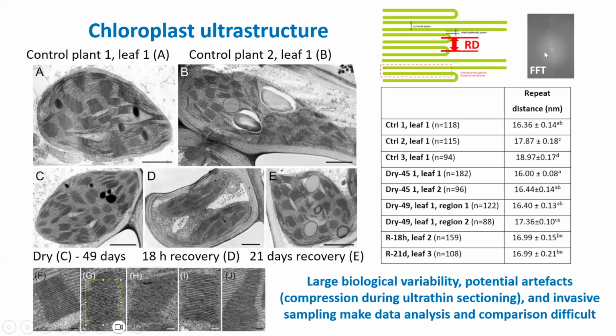The fast Fourier transformation data provide you a kind of grid value, or a kind of distance, the repeat distance value in a granum. So it looks like chemical fixation has several limitations, and also because you cannot repeat it, you cannot measure the same leaf, biological variability can be a problem.